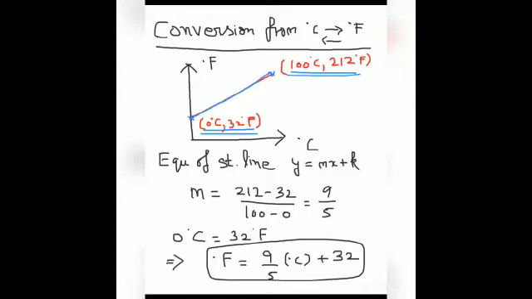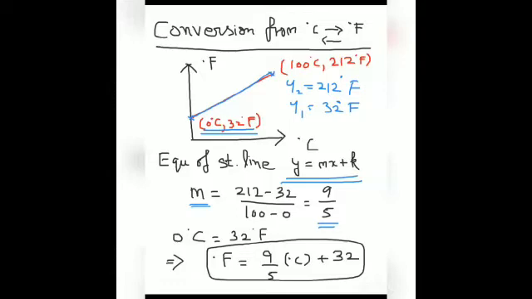According to the equation of straight line, we can write y is equal to mx plus k. And to find out the slope, we can use the formula (y2 minus y1) by (x2 minus x1). What is y2 here? 212 degree Fahrenheit. And y1 is 32 degree Fahrenheit. x2 is 100 degree Celsius and x1 is 0. So (y2 minus y1) by (x2 minus x1), 212 minus 32 by 100 minus 0, that is equal to 9 by 5.